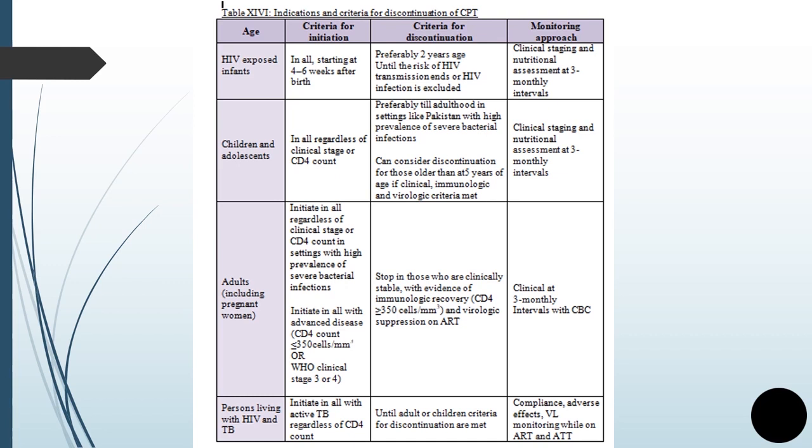In adults, including pregnant females, it is recommended to stop the cotrimoxazole in those who are clinically stable with evidence of immunological recovery, that is CD4 count of more than or equal to 350 cells per cubic millimeter, and they are virologically suppressed on ART. Clinically, they should be monitored at 3 monthly intervals with CBC if they are on cotrimoxazole.